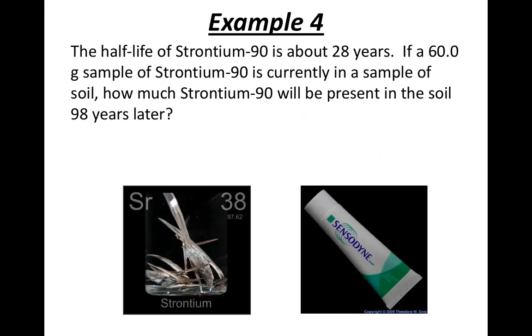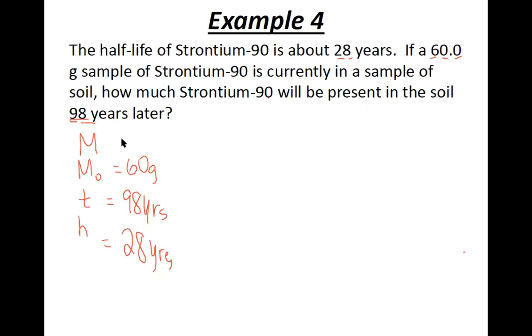Okay, our last example, we have strontium. Half-life of strontium-90 is about 28 years. If a 60.0 gram sample of strontium-90 is currently in the soil, how much strontium-90 would be present in the soil 98 years later? Okay, so writing out our givens. We are given that originally we have 60 grams. We want to know after 98 years of time, what is our M value? What amount of that 60 grams is still left? So you know your answer is going to be lower than 60. And it also tells you the half-life is about 28 years.